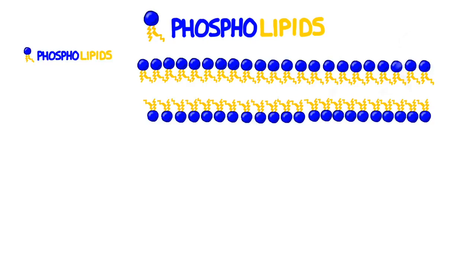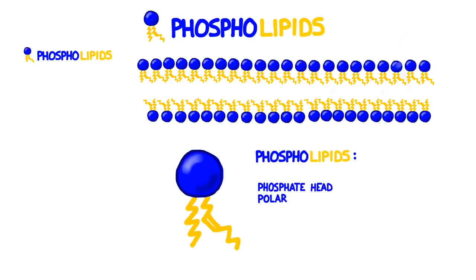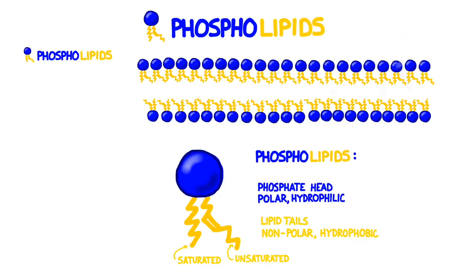Here's a picture of the cell membrane. Notice how it has two layers. These layers are comprised of what we call phospholipids. The phosphate head is both polar and hydrophilic. Attached to it are two nonpolar hydrophobic fatty acid tails. These tails can be either saturated or unsaturated.